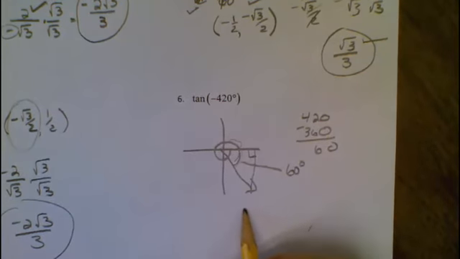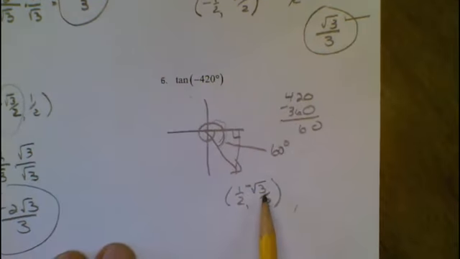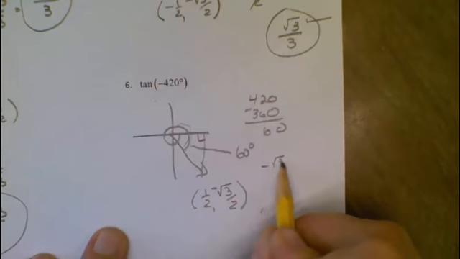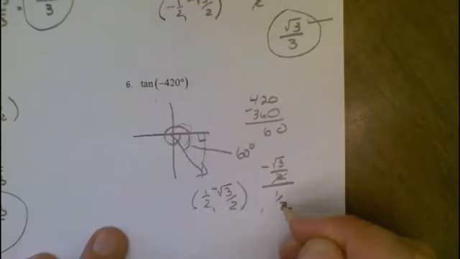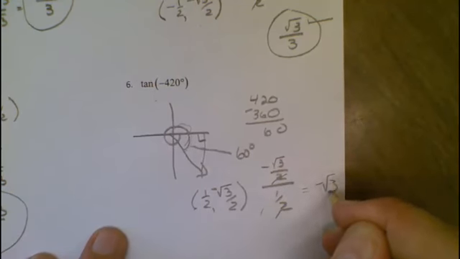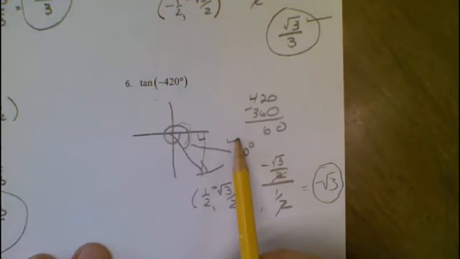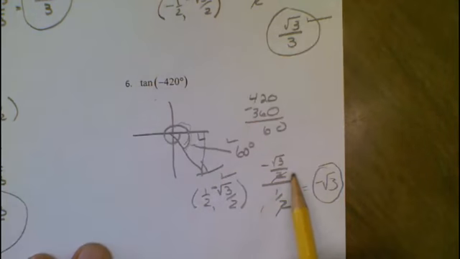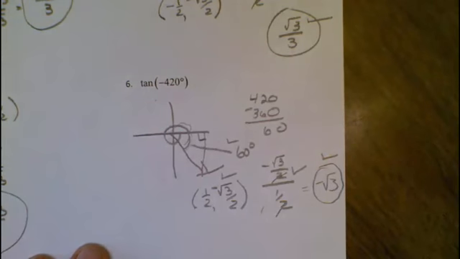My ordered pair for 60 was 1/2, radical 3 over 2. My y is going to be negative because I went to the right and down. I want the tangent. Tangent is y over x. So I'm taking the y value over the x value. The 2's cancel. So I have negative square root of 3 over 1, or just negative square root of 3. So I have, in the fourth quadrant, the reference angle is 60. The ordered pair that goes with that. Tangent is y over x, and then it simplifies to negative radical 3.